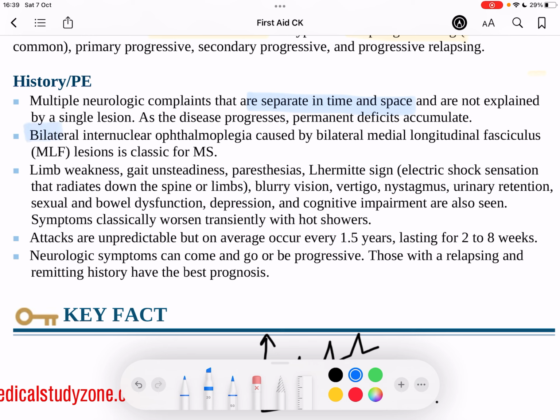And one of the favourites they like is the INO, the internuclear ophthalmoplegia, which is due to a lesion or demyelination in the medial longitudinal fasciculus. Okay, and in MS they quite often have it bilaterally. And if you have a woman in her 30s, for example, who has bilateral MLF lesions, i.e. bilateral INO, I would suspect MS until you can prove otherwise.